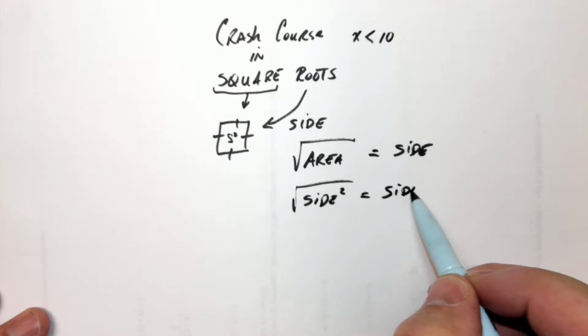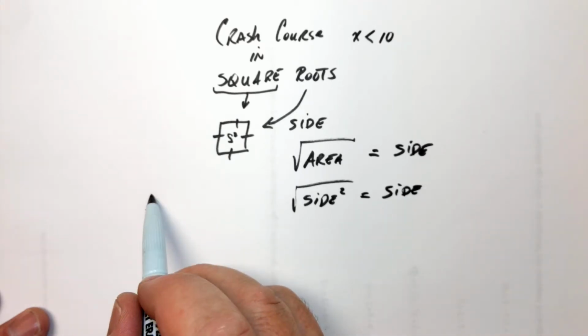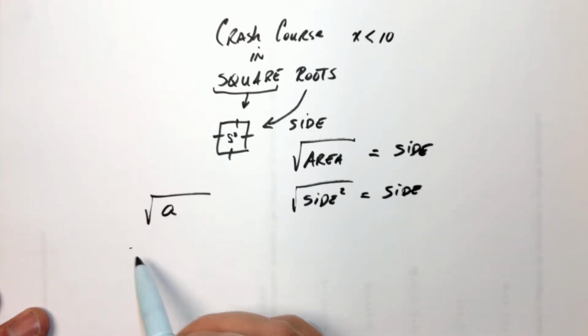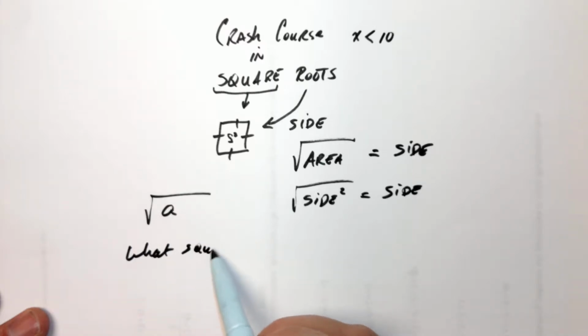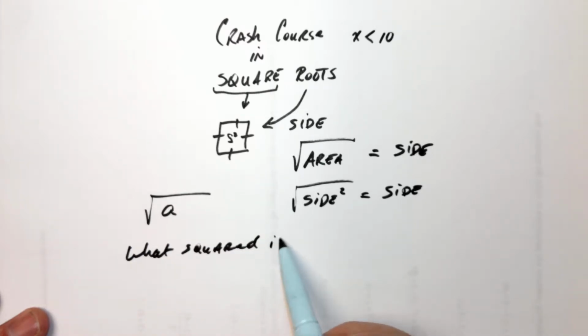And so square roots ask a question. Like this square root right here is asking, what squared is A? What number times itself equals A? So it doesn't matter what A is. Whatever A is, it's just a number, right? So if it was 9, then the answer would be 3.